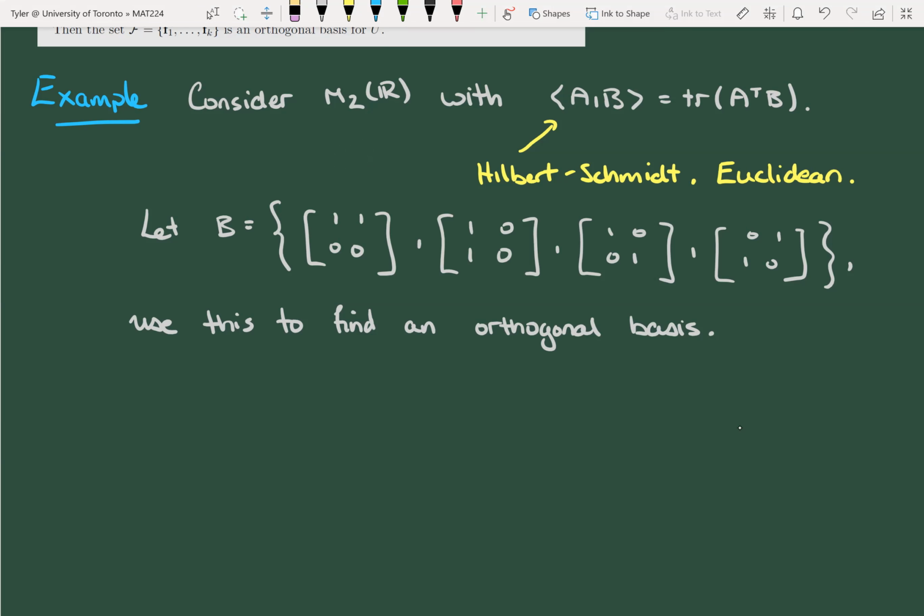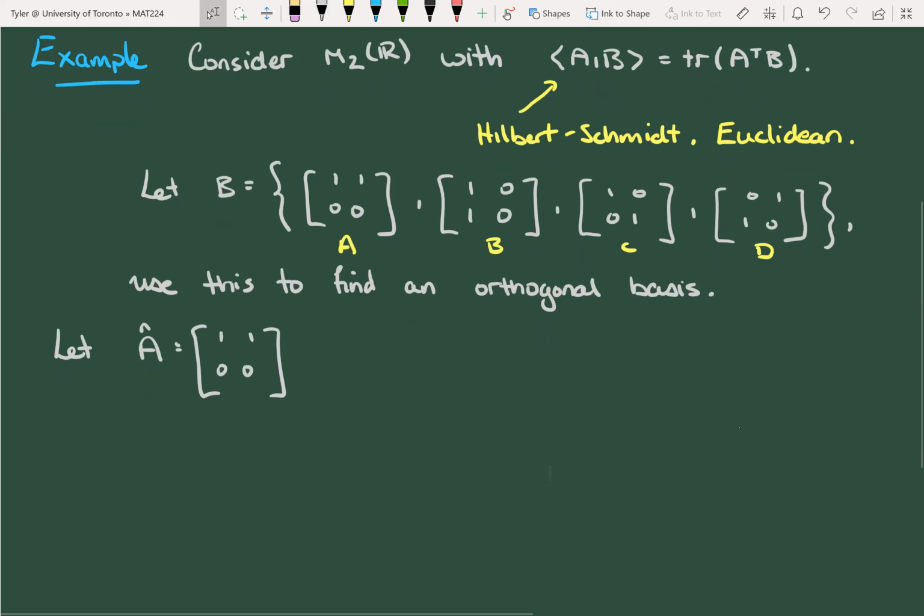Let me label these matrices. I'm going to call them A, B, C, and D, just so that I can refer to them without having to write them down every time. The first thing we're going to do: I'm going to let the hat indicate my orthogonal basis vectors. Now, according to the algorithm, I can choose any one of the four of these to start with, but I am, of course, going to take just the matrix A. And that's it. That's how you start the algorithm. You just choose one of them and let that be the first thing.